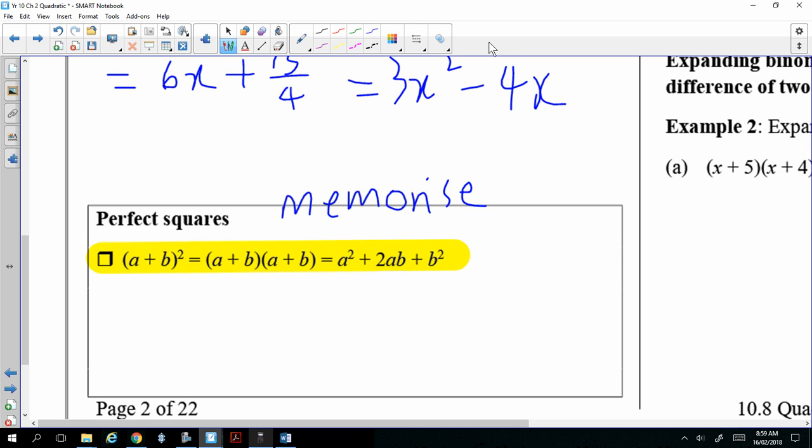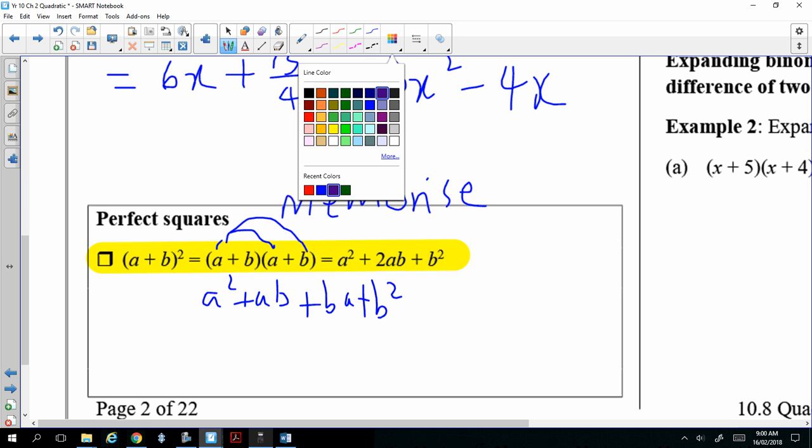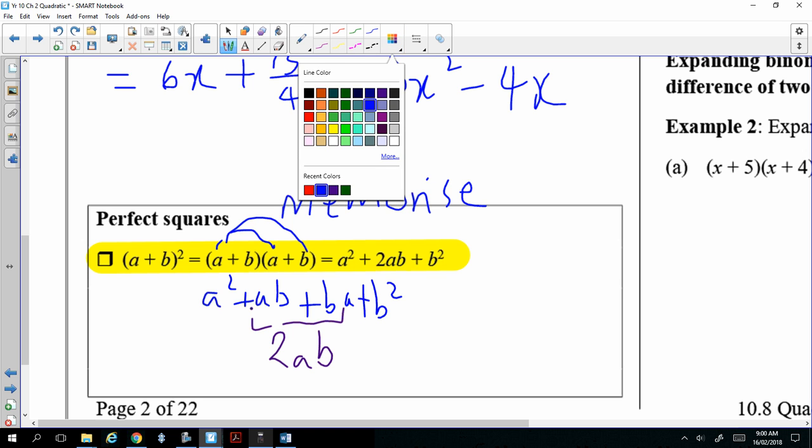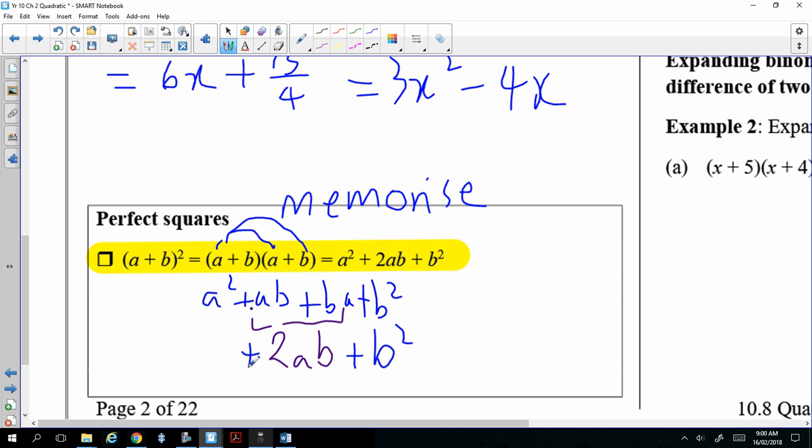Okay. Now, this is important. Why is it so? Why is (a plus b) squared becomes this? Because if you expand this, you get a squared plus ab plus ba plus b squared. And what happened with the 2 middle terms? They are like terms, which becomes 2ab. That's where the formula comes from. But you need to memorize this perfect square formula. Okay, memorize. So it's a squared plus 2ab plus b squared.